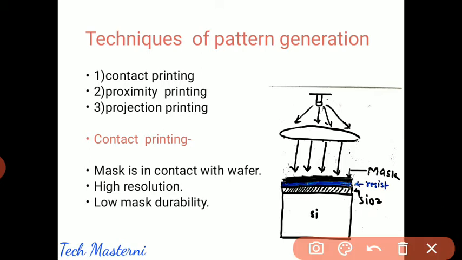The second point is a low durability of the mask. Because the mask is in contact with the resist, it may react with the mask and create impurity in the mask. So after 2 to 3 uses, the mask will be highly impure and you cannot use it further. That is why the mask durability will be low in this type of pattern generation. So this is all about contact printing.